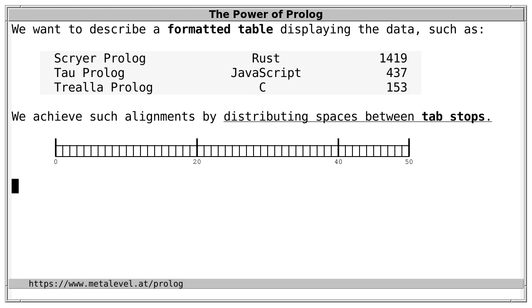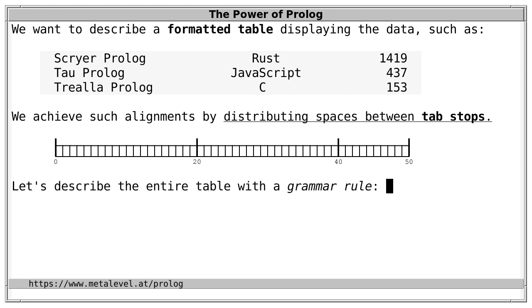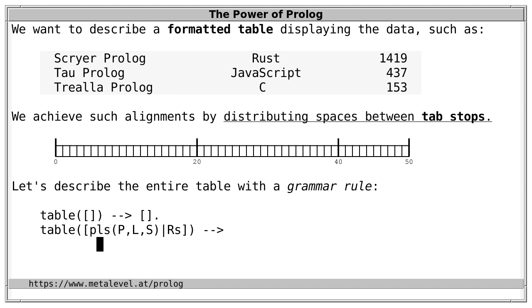Okay, now that we know how to get such alignments, let's describe the entire table with a grammar rule. With a non-terminal, say table, where we relate a list of such facts, one fact per Prolog system, to a list of characters. So if there are no Prolog systems, then we describe the empty string. And otherwise, if there's at least one such fact, represented by, say, a term of the form PLS of PLS, for Prolog system, language and stars, and possibly remaining facts RS, then we describe a line of text.